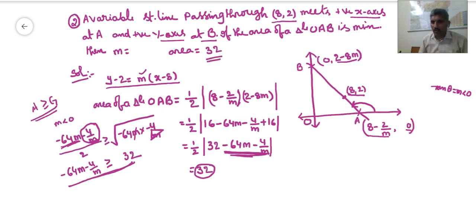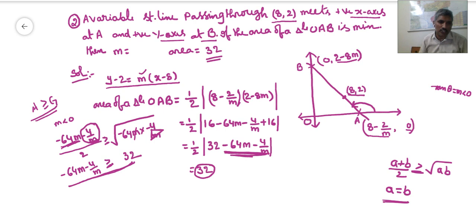At the same time we are writing arithmetic mean is always greater than or equal to geometric mean. But equality is possible only when those two numbers are the same, A must be equal to B. Here also arithmetic mean is greater than or equal to geometric mean, and we got equality.